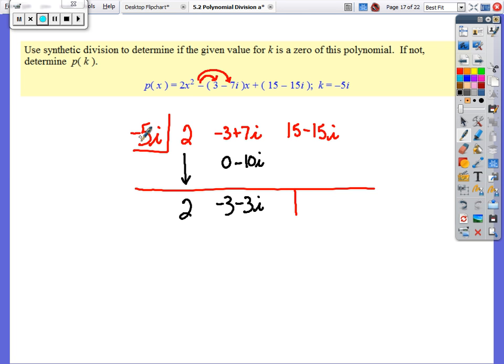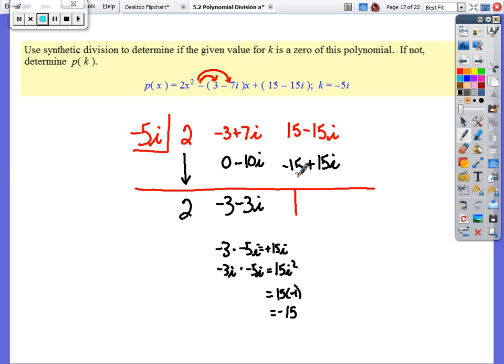Now what I can do is take -5i and multiply it by -3, which is positive 15i. So -3 times -5i is positive 15i. That's where I got that. And then I do -3i times -5i, which is 15i squared. Here we go. What is i squared? -1. What's 15 times -1? -15. You can see it coming in, so we're going to put -15 right there. It's a real part. Now we're going to add these two together. 15 minus 15 is 0. Those are gone, and those are gone. We get 0 as a remainder. So the question is, is k a 0 of this?